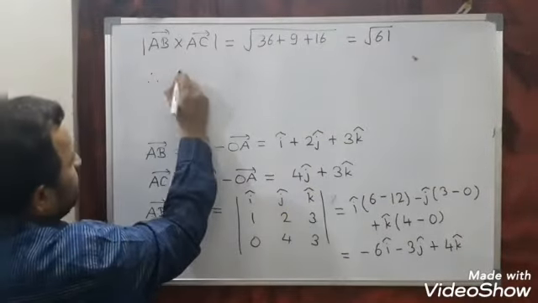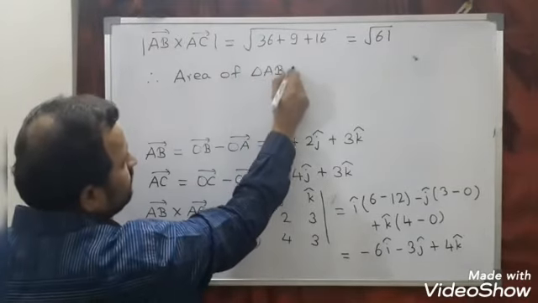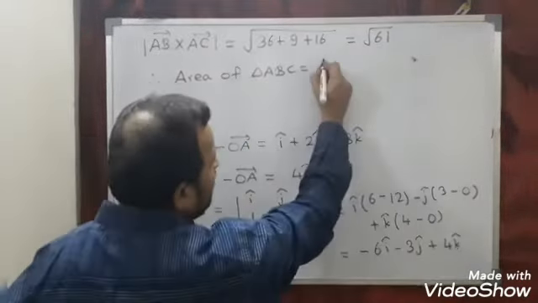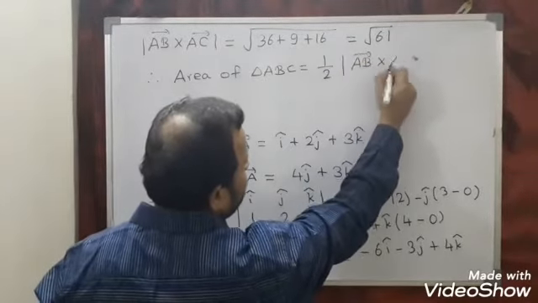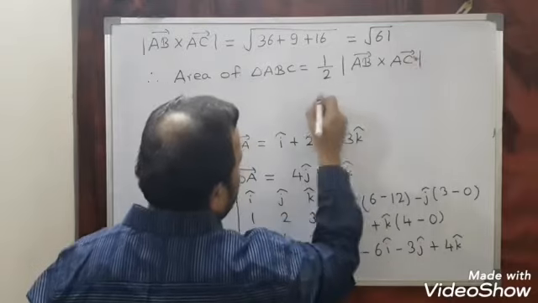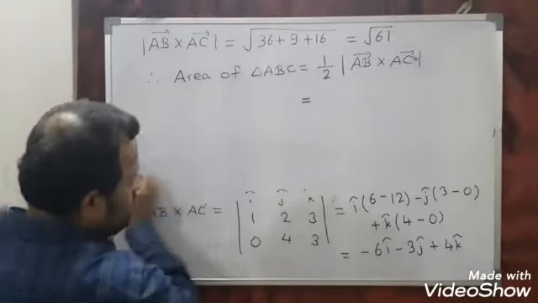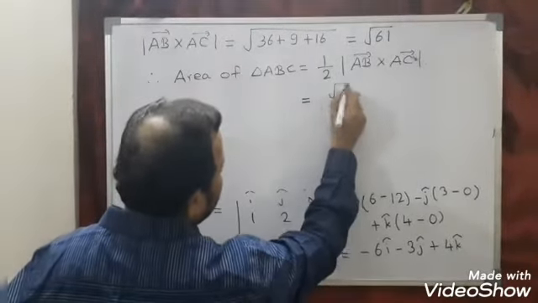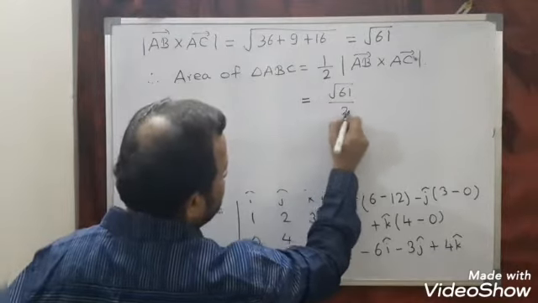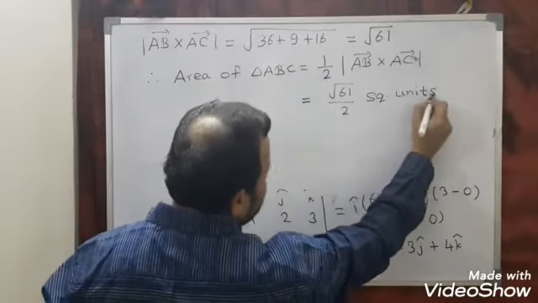So therefore area of triangle ABC is equal to, so formula is what? It is half into magnitude of AB vector cross AC vector. So put the values. So when you put the values, what you will get? You will get root over 61 by 2. Since area is asked, so units are square units. So this is the required answer.